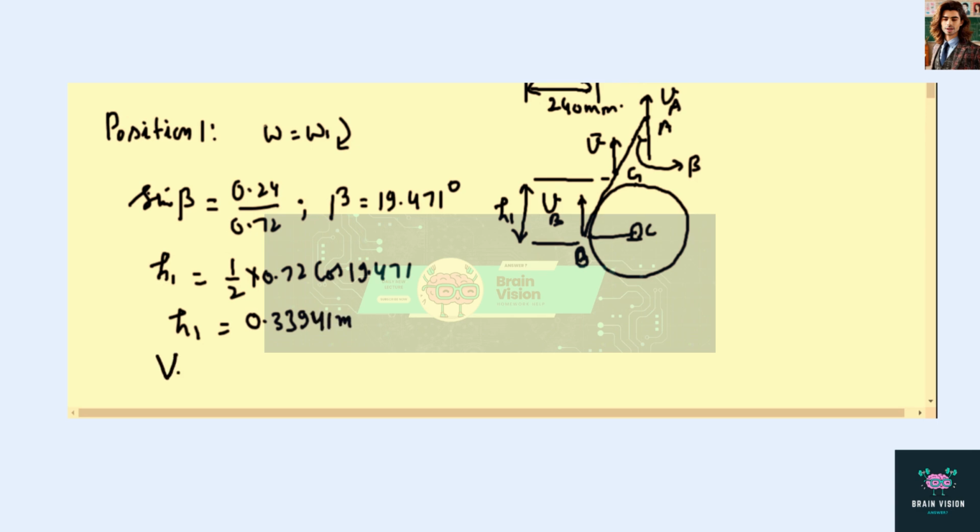Hence, gravitational potential energy is mass of AB into g into H1, 4 into 9.81 into H1, which we have already calculated. So the gravitational potential energy at this position is 13.3185 joule.